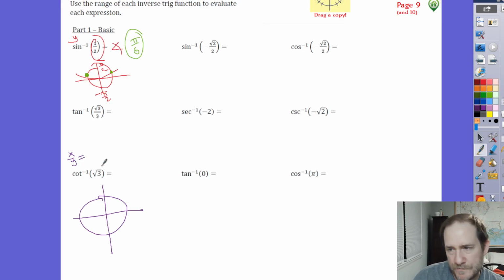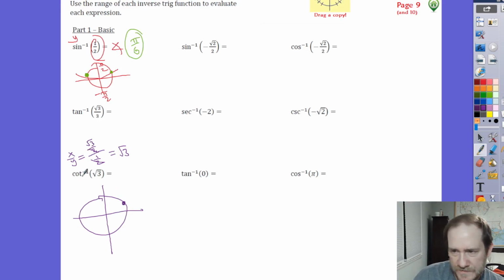And to get root 3, you'd have to have root 3 over 2 in the numerator and 1/2 in the denominator. Then the 2's would cancel out, giving root 3. So you're looking for the angle that passes through the point whose x coordinate is root 3 over 2. So those are 30-degree reference angles for sure.